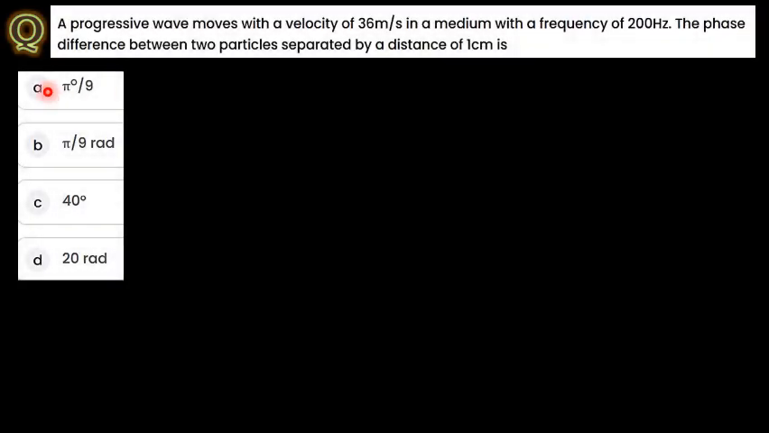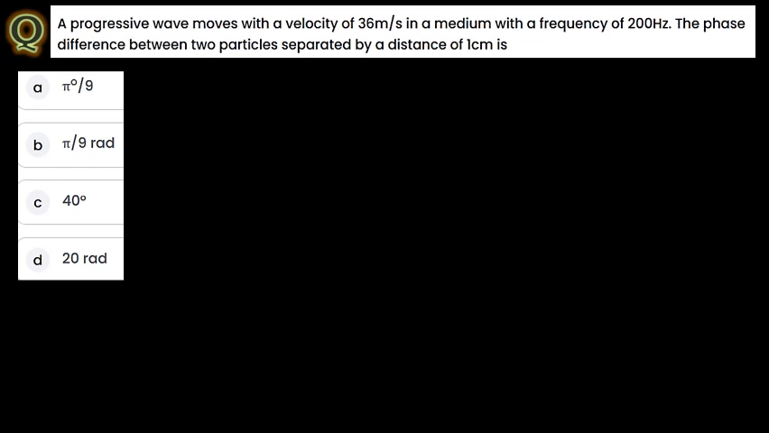Next problem. A progressive wave moves with a velocity given in meters per second, and the frequency value they have given is 200 hertz. The phase difference between two particles separated by a distance. The distance they have given is 1 centimeter. What they are asking here is the phase difference.